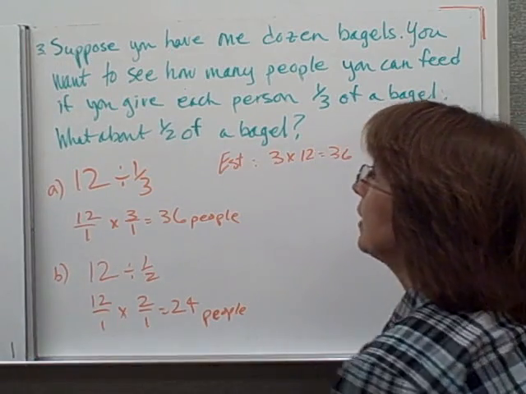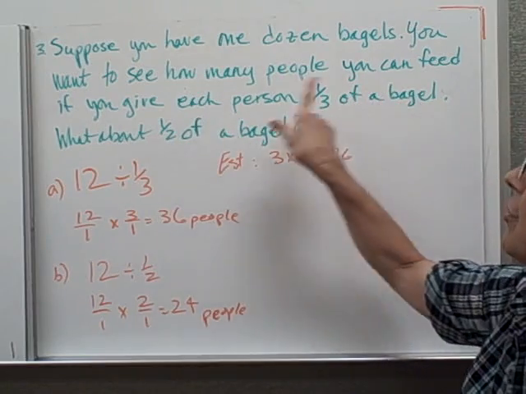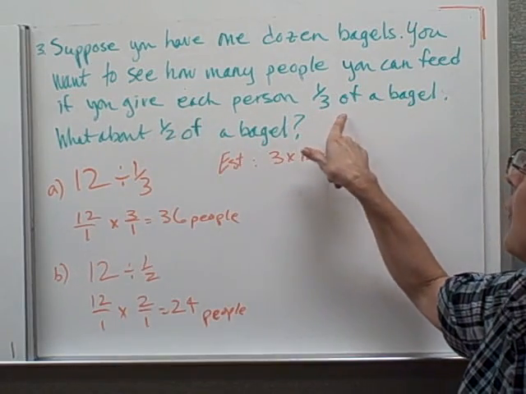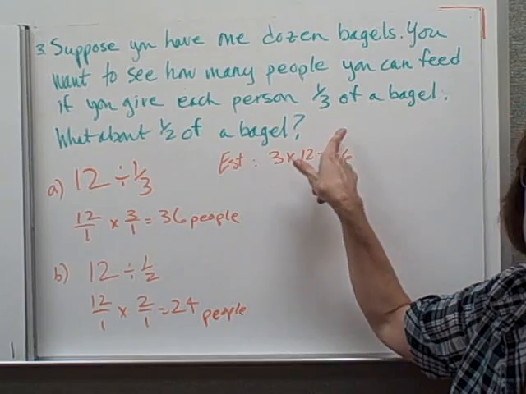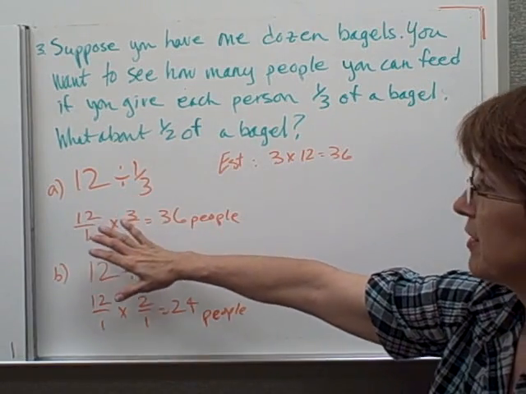That's our last one. Okay, suppose you have 1 dozen bagels, and you want to see how many people you can feed if you give each person 1/3 of a bagel. What about 1/2 of a bagel? Okay, let's do both those. We actually did this in class. I actually had the bagels and everything, so maybe we can bring some in.